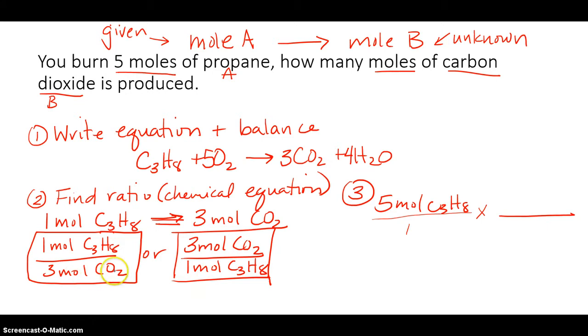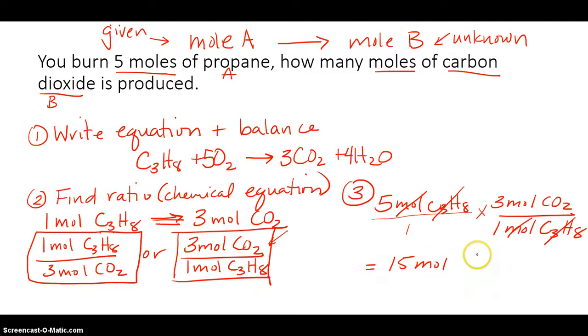So you're going to look at this tile. Does this tile have moles of C3H8? No, it doesn't. Does this one? Yes, it does. This is the tile I would like to use. So that means I place 3 moles CO2 on top, 1 mole of C3H8. So why am I doing that? It's so that I can cancel these out. That's why it's so important to label. Remember, what you have on top can be canceled out by what's on the bottom. I no longer have propane or moles in there. I simply have 5 times 3 moles of carbon dioxide, and my answer should then be 15 moles of CO2.